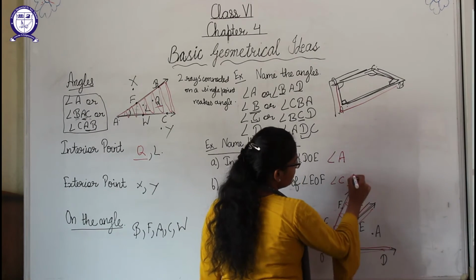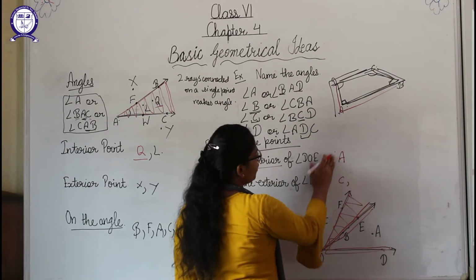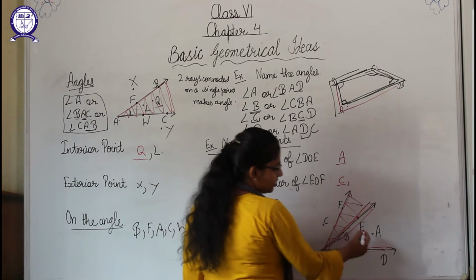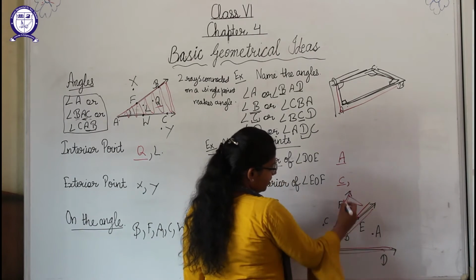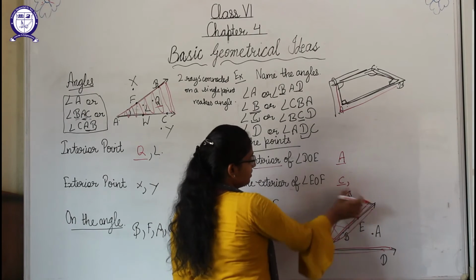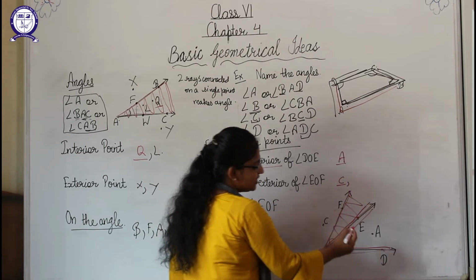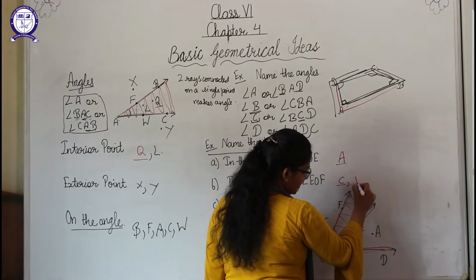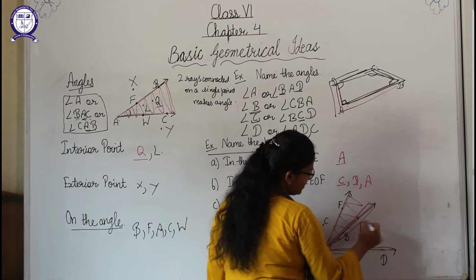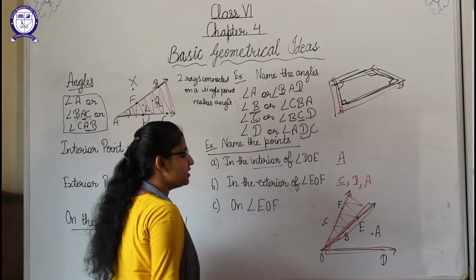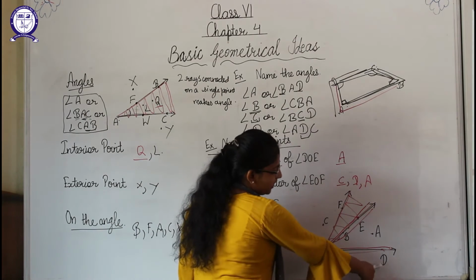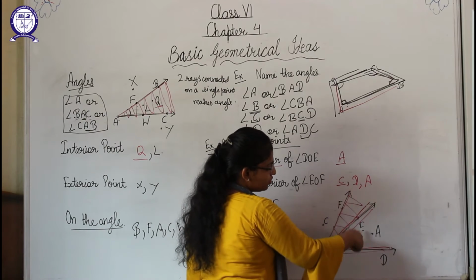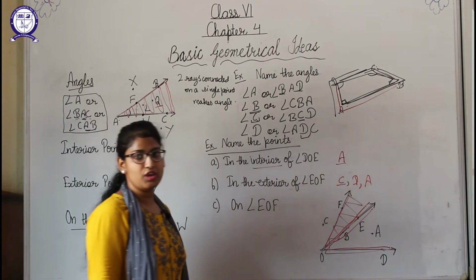This point A, sorry, we are representing points, so this will be point A, this will be point C. Now this is angle EOF, so C is at the exterior, A is at the exterior, and this point D is at the exterior. So these will be the points at the exterior of EOF: D, A, C. These are not coming in this range, so these all are at the exterior of EOF.